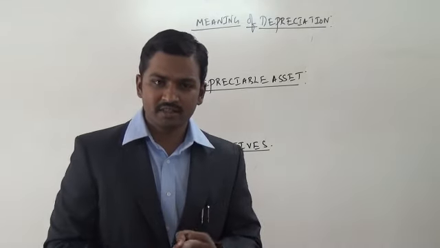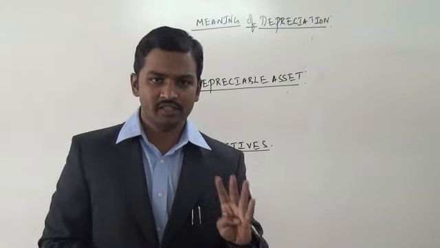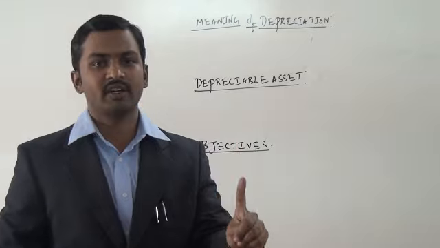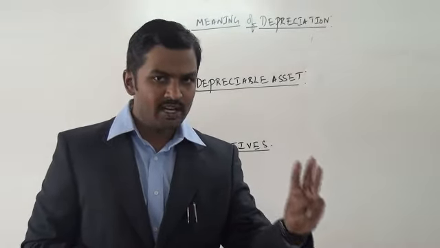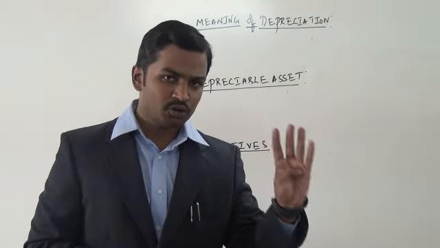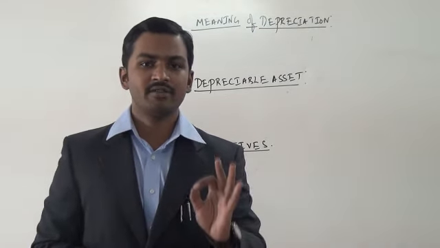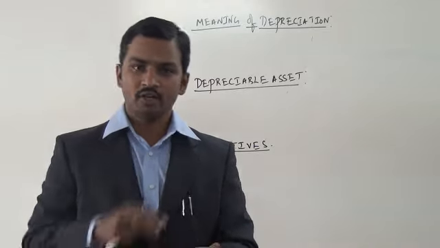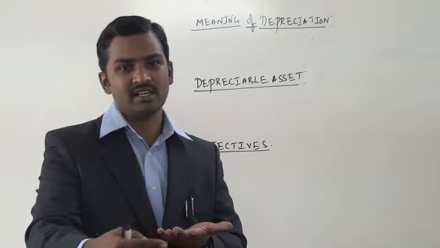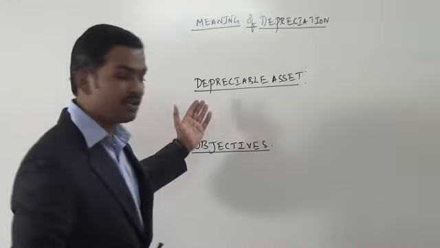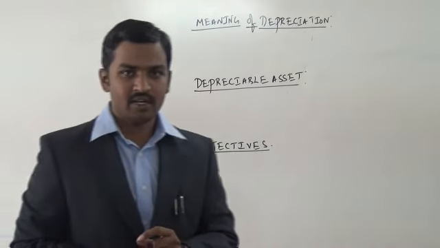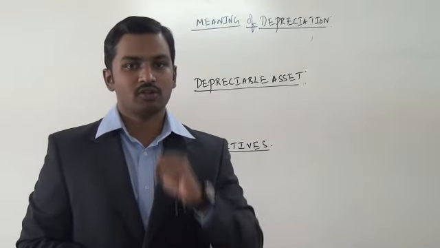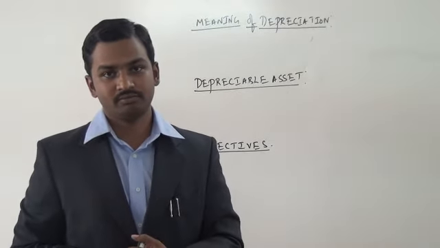So to call an asset a depreciable asset, it has to satisfy four conditions. It should have a useful life of more than 1 year. It should be held for use in the business. It should not be held for resale. And the fourth and the most important condition is it should have limited useful life. So when an asset satisfies these conditions, it becomes a depreciable asset. The fall in value of these depreciable assets is measured, and that loss is called depreciation.